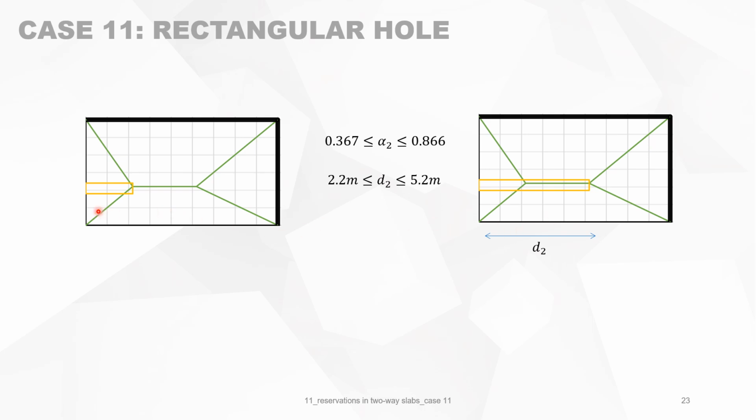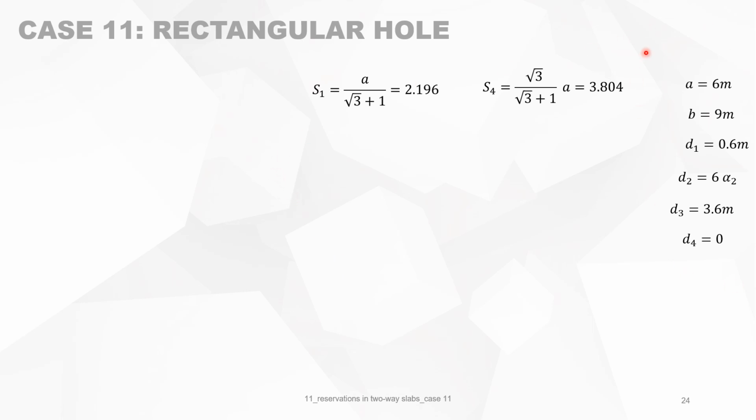So we summarize it. You have two extremes. Alpha 2 equals 0.367 and alpha 2 is 0.866. So this is the variation of the reservation. A is in our example 6 meters, B is 9 meters, D1 is 1.5 meters. And D3 is from there to there, it's 3.6 meters, and D4 is 0, so it touches the edge. And the parameter, of course, is D2, and it's 6 times alpha 2. These are different parameters. This is S1 and S4 in this particular case.